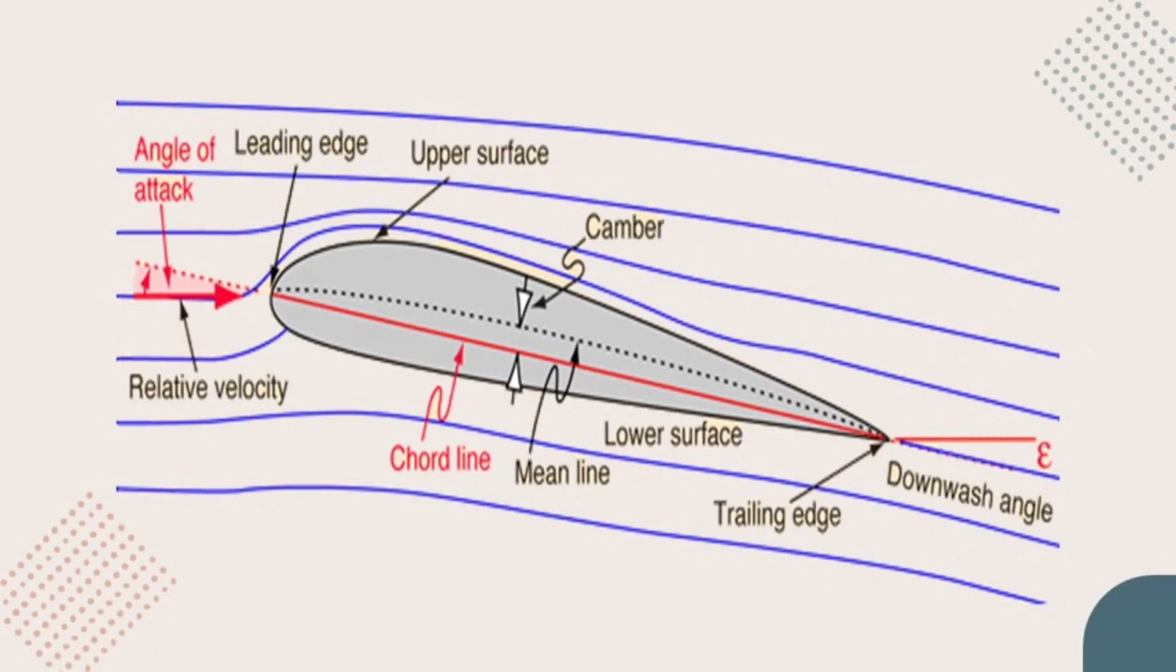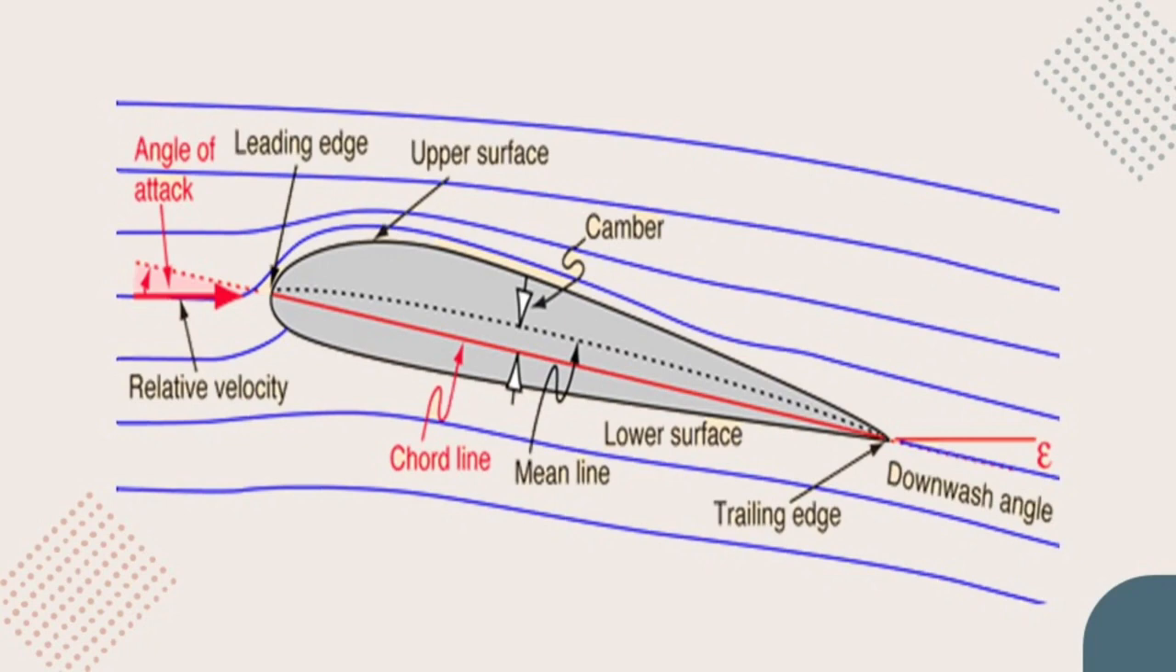Next is camber. Camber refers to the curvature of the airfoil. Airfoils with camber have a curved shape, and this curvature influences the lift characteristics. Next is thickness. The thickness of the airfoil is the distance between its upper and lower surfaces. It impacts the structural integrity and weight of the blade. Next is twist. Wind turbine blades often have twist along their length. This twist helps in optimizing the angle of attack along the span of the blade, ensuring efficient energy extraction under varying wind conditions.